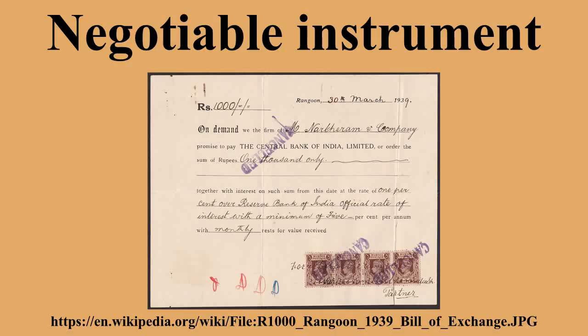It defines a cheque as a bill of exchange drawn on a banker, which is payable on demand. It defines a promissory note as an unconditional promise in writing made by one person to another, signed by the maker, engaging to pay on demand, or at a fixed or determinable future time, a sum certain in money to the order of a specified person or to bearer.